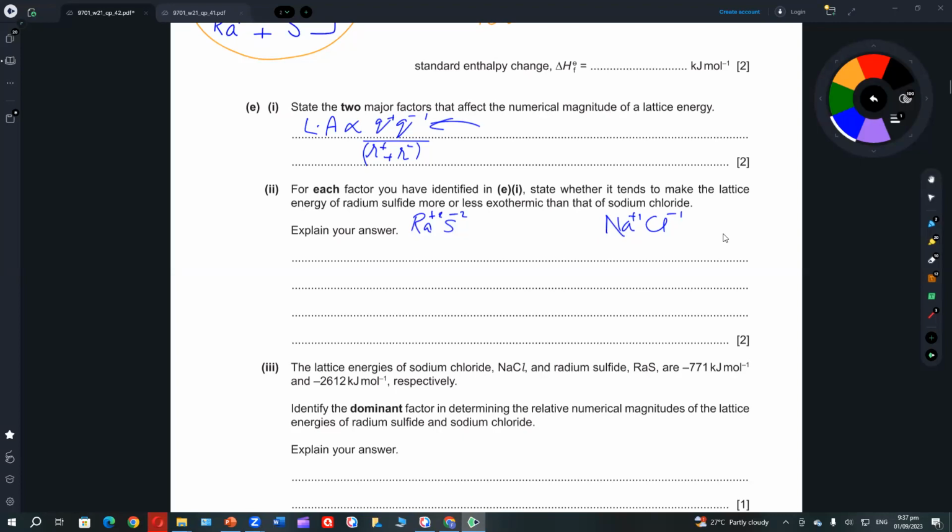Look at part number 3. The examiner has given the values of sodium chloride and radium sulfide. Sodium chloride is -771, and radium sulfide is -2612.